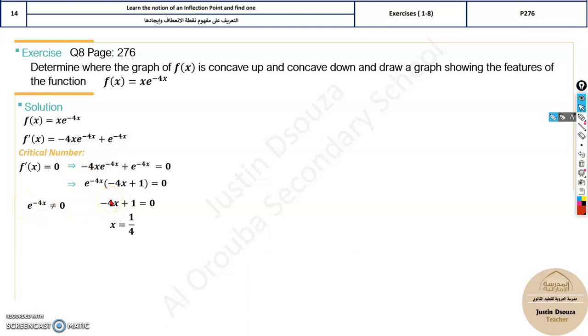It's critical points itself. But you must understand there is no value for e to the power that will make it 0, because even if the power is 0, it's 1. It can never be equal to 0. Okay, you're raising something to the power, any power, it will never be 0 in this case for exponential. Now over here, x is equal to quarter, that is a critical number.